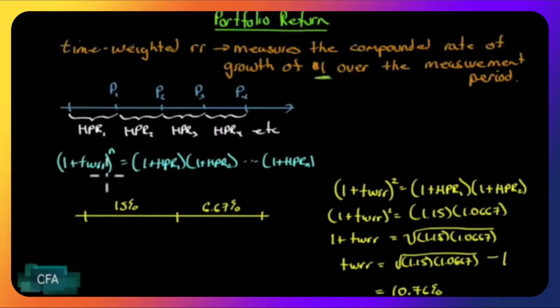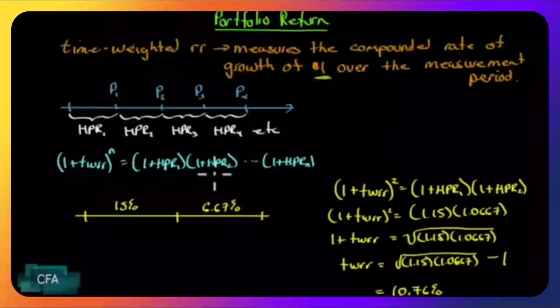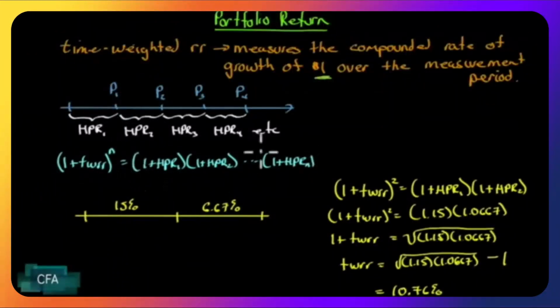Our time-weighted rate of return, in this case, 1 plus the time-weighted rate of return to the n, whatever our n happens to be. This might be years. It might be 2-year periods. We don't know. We just want to have some general statement we can make, right? It equals, and we just string these together: 1 plus holding period return for 1 multiplied by 1 plus the holding period return for 2 multiplied by the return for 3, for 4, all the way to n, whatever it is.